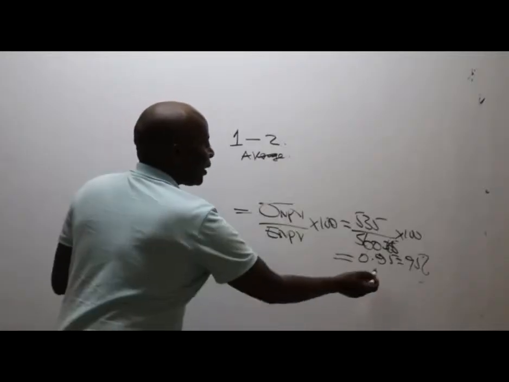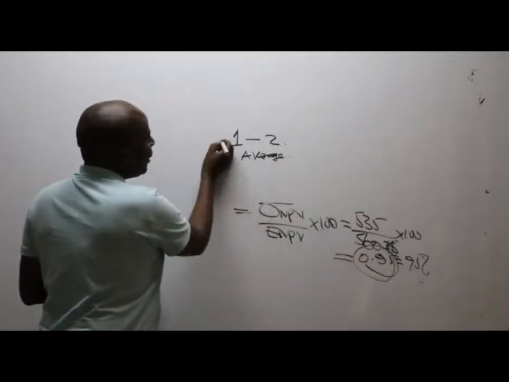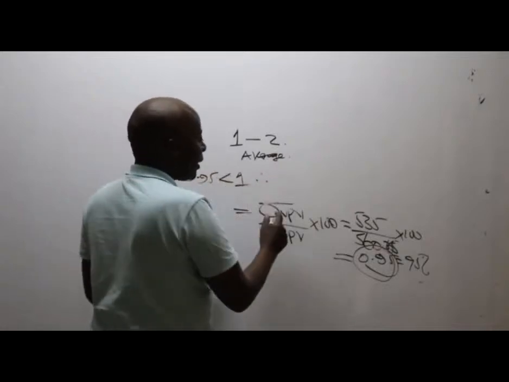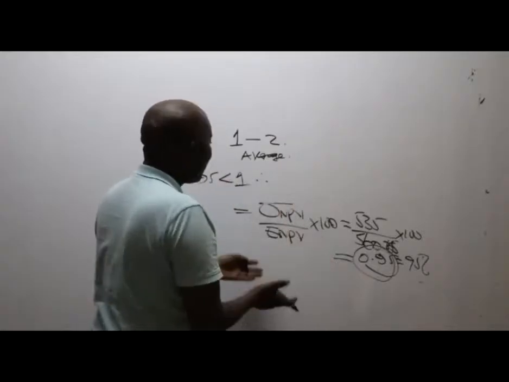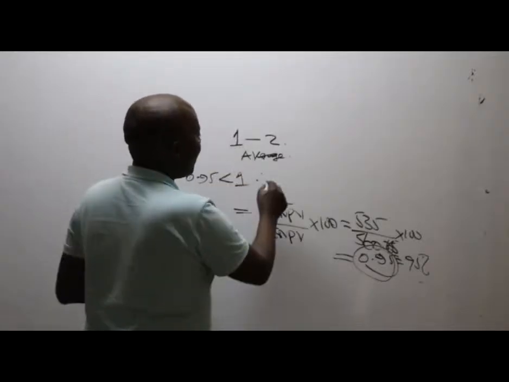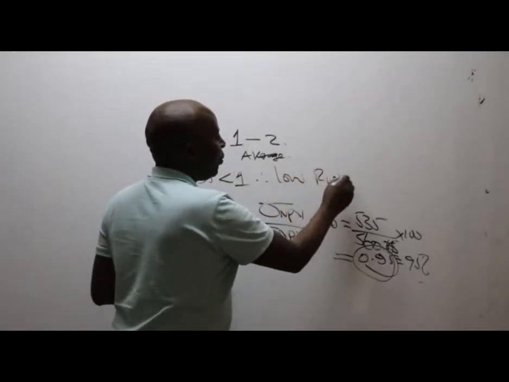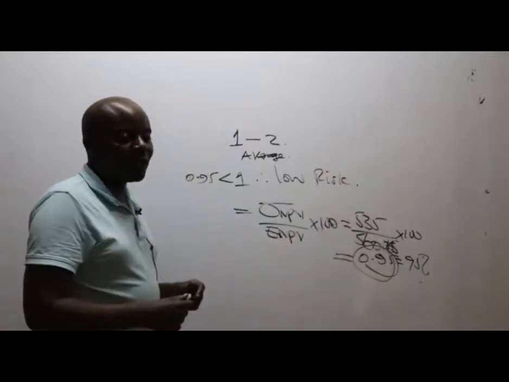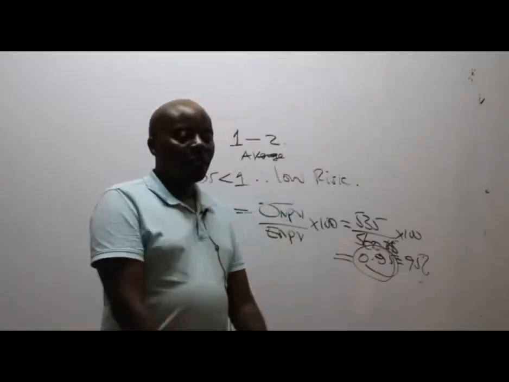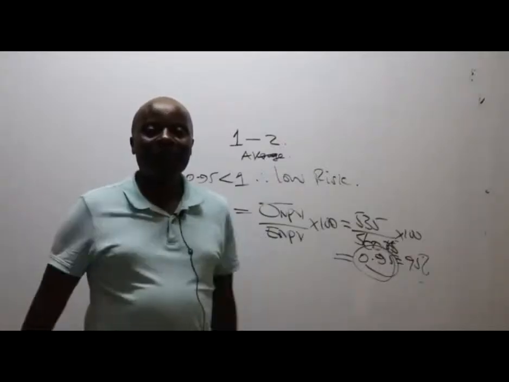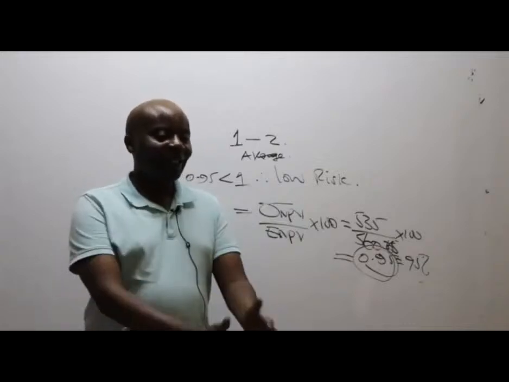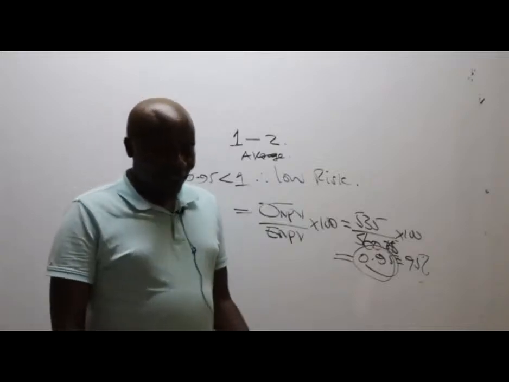But in this case here, look at the one that you have obtained here, 0.95. 0.95 is less than 1. Meaning that our project, regardless of the fact that 95% is so high, but given what they have told us, 0.95 is on the left of 1, meaning that our project is low risk. Is that okay? Great.